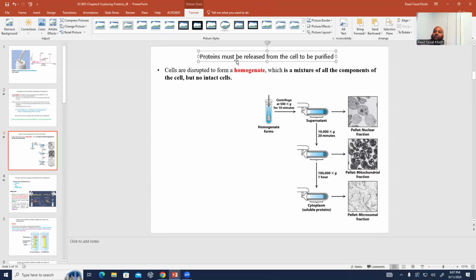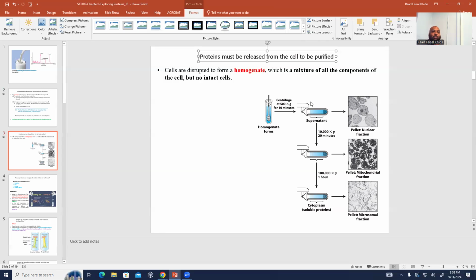Okay. Proteins must be released from the cell to be purified. So cells are disrupted to form a homogenate, which is a mixture of all components of the cell, but no intact cells. So we homogenize, we disrupt the cell to form a homogenate. This is the homogenate. We homogenize the cell, then we centrifuge it.